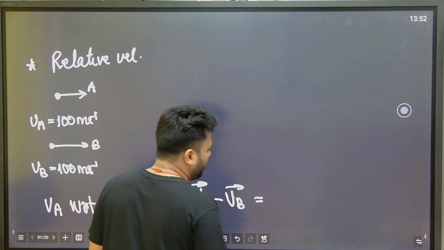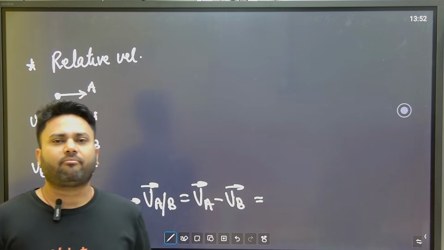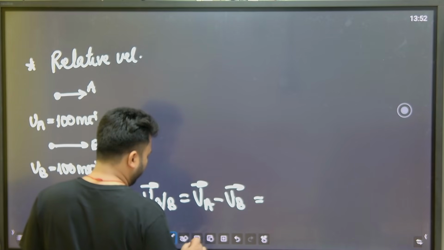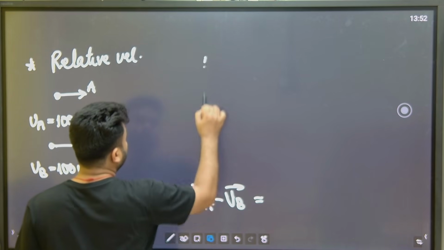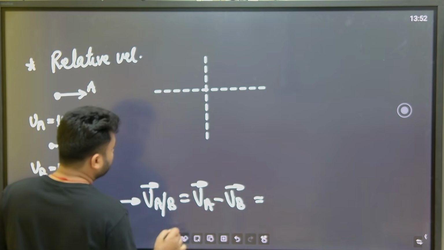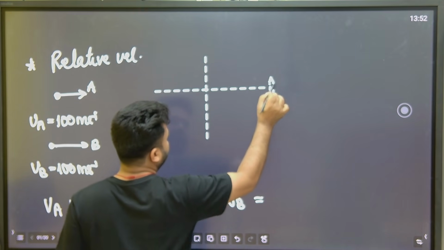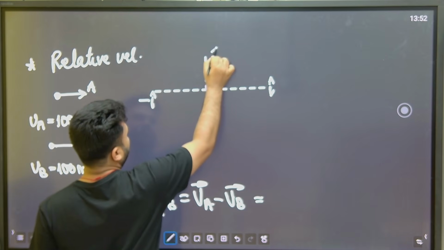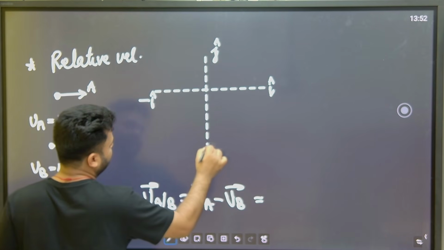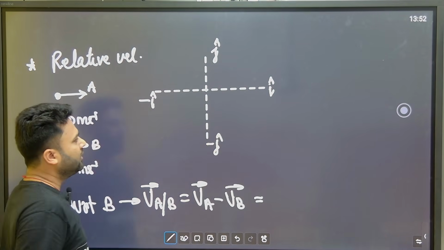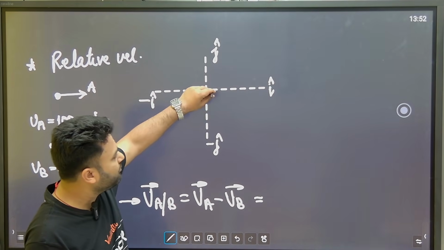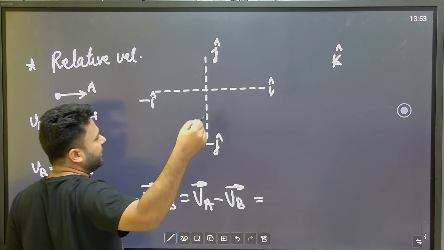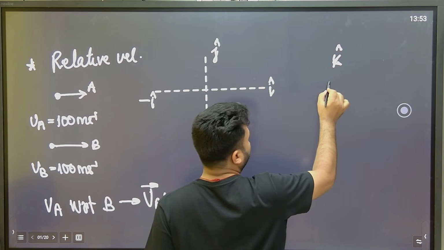See, velocity is a vector quantity. You have to take care of direction. I have always told that suppose this direction, each direction, you take i cap. This direction will be minus i cap. This direction we represent by j cap. Downward direction will be minus j cap. The direction which is coming out of the plane of the board is k cap, and going into the plane of the board is minus k cap.